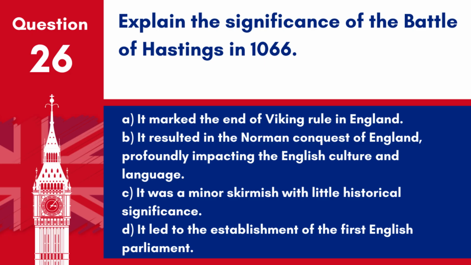Question 26. Explain the significance of the Battle of Hastings in 1066. A. It marked the end of Viking rule in England. B. It resulted in the Norman conquest of England, profoundly impacting the English culture and language. C. It was a minor skirmish with little historical significance. D. It led to the establishment of the first English Parliament.